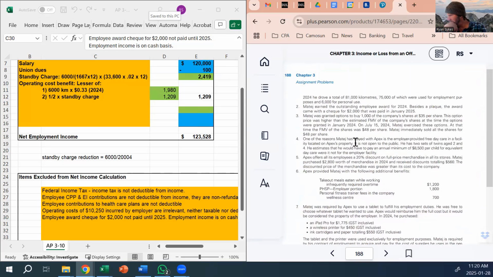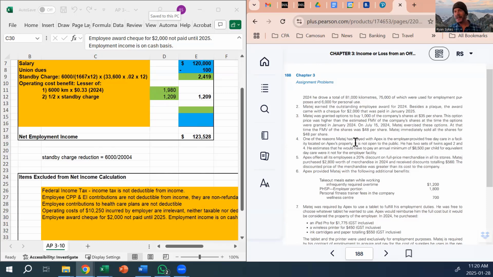So let's see. What did he do with these options? On July the 15th, he exercised the options, which means he purchased the shares. At that point, we have to quantify if there's a benefit to him, right? The fair market value is 48 bucks a share. Great. If he bought them for 35, but the fair market value is 48, that means 13 bucks a share is his employment income benefit. We need to determine that.